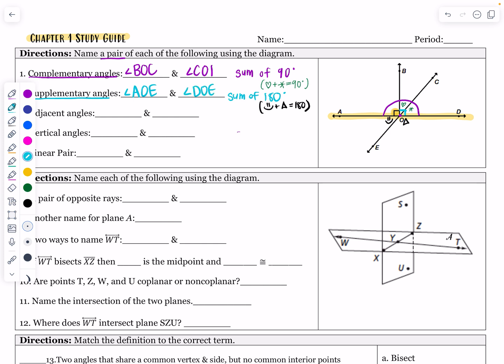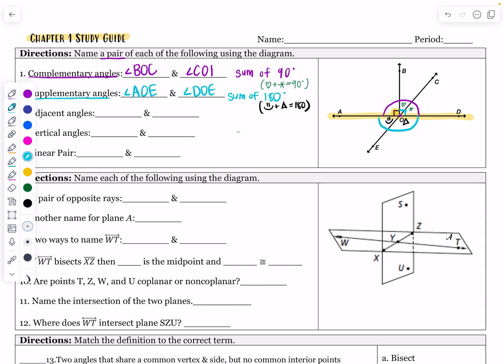Okay, so those two have a sum of 180 degrees. The two purple ones, though, the two right angles, would also have a sum of 180. So AOB and BOD would also work. But we're just naming a pair, so that implies that there might be more than one.